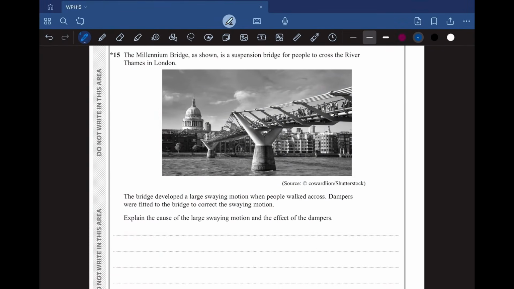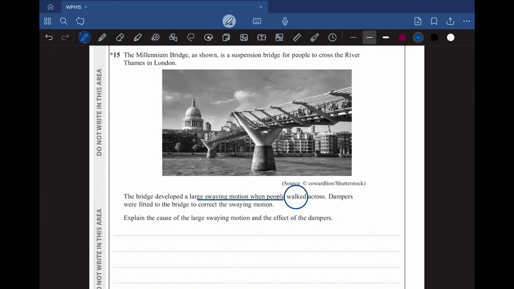The question number 15 says the Millennium Bridge as shown is a suspension bridge for people to cross the River Thames in London. The bridge developed a large swaying motion when people walked across. So swaying motion here means that it oscillates when the people walked. When the people walk, it oscillates.